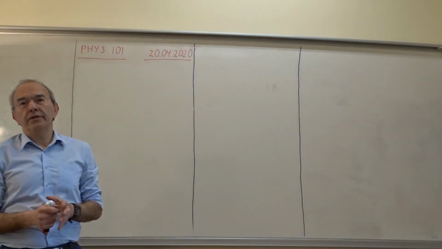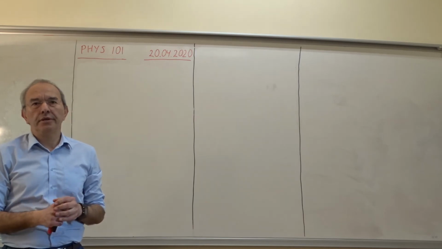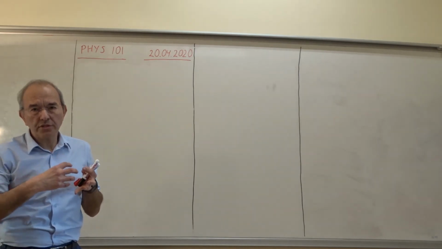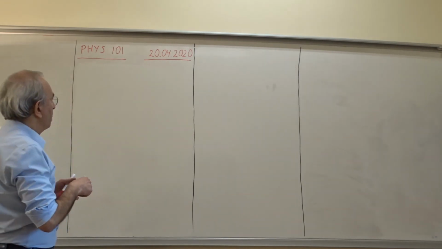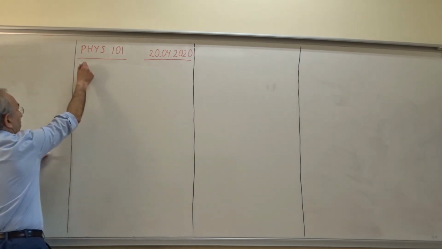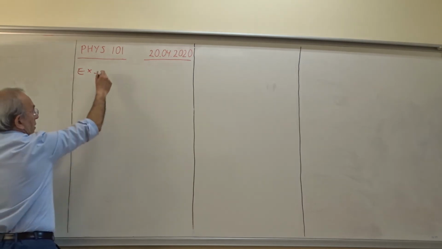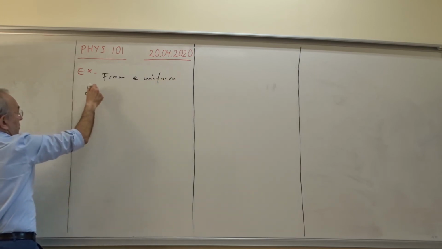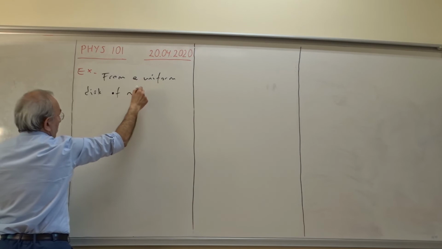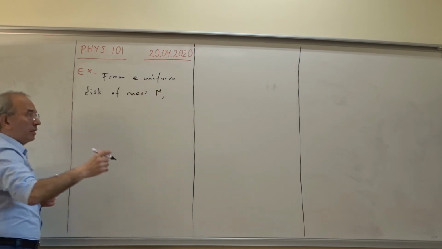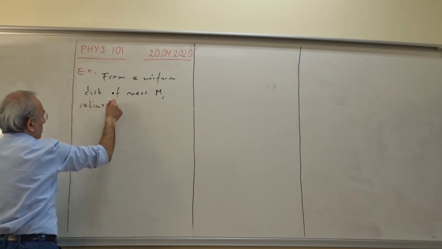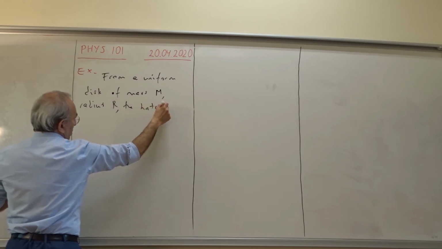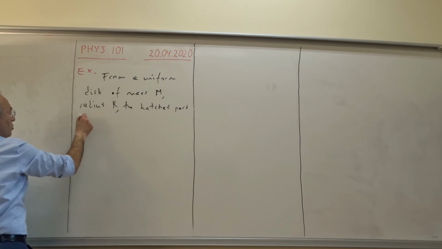Now, using the idea of center of mass, let's find the new position of the general center of mass if some part of a disk, for instance, is excluded, taken out. From a uniform disk of mass M and radius R, the hatched part is excluded.